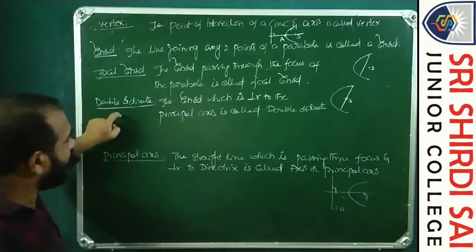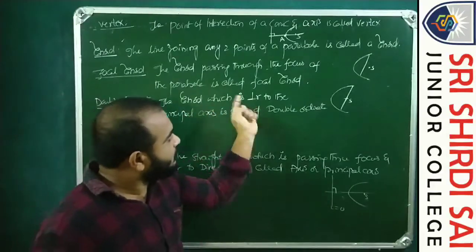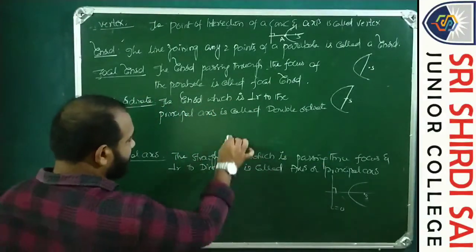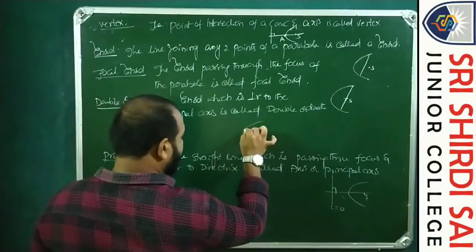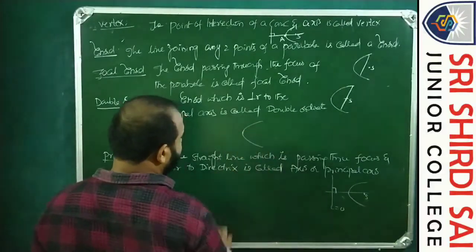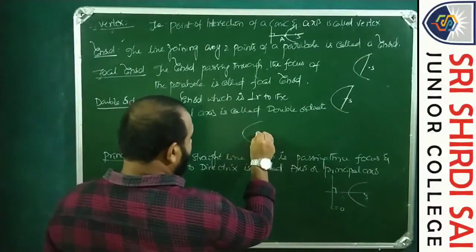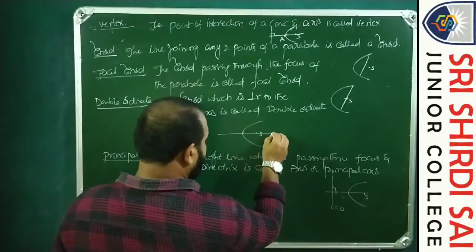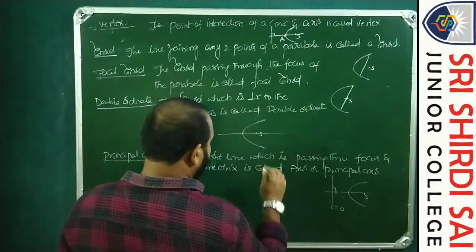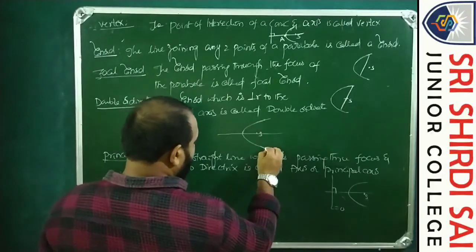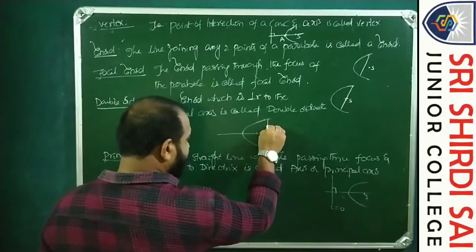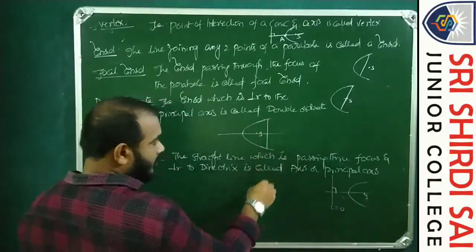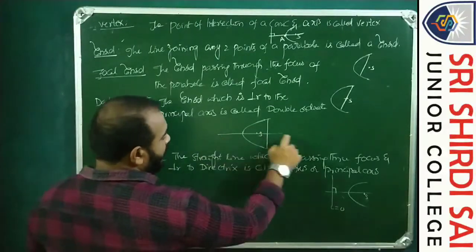Now what is a double ordinate? The chord which is perpendicular to the principal axis. So for example, this is my parabola, this is the focus S, and this is my principal axis. The chord which is perpendicular to the principal axis.